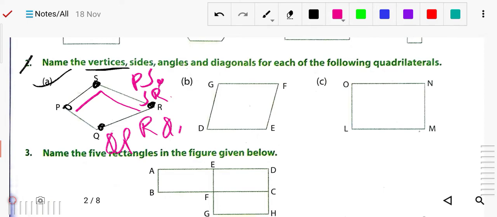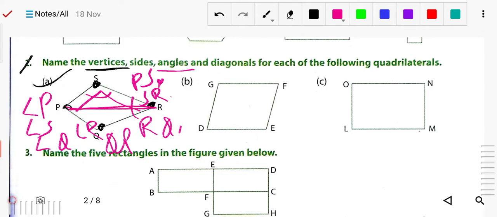Okay, now next, angles. So these are the angles. You can write like this: angle P, angle S, angle Q, angle R. Diagonals you have to write like PR, which means you can draw the diagonal, this one PR, and SQ.